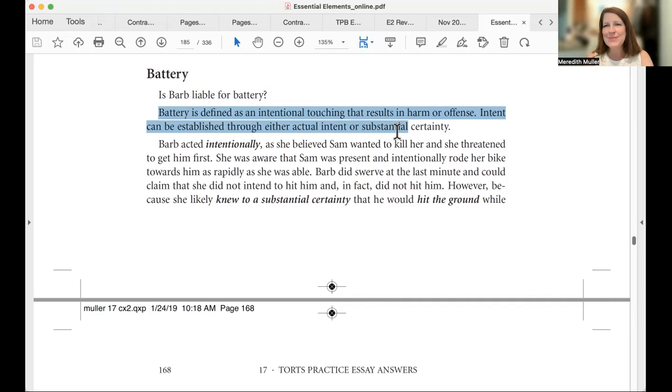Again, the rule can be stated lots of different ways as long as you have all of the elements in there. Battery is defined as an intentional touching that results in harm or offense. Intent can be established either through actual intent, meaning desire, or knowledge to a substantial certainty. Okay, so we have to take each one of those elements. Let's talk about intentional first. Barb acted intentionally. Notice that I have italicized the word intentionally to show my grader that this is what I'm discussing. So here's our issue, here's our rule, here's our analysis of the first issue.